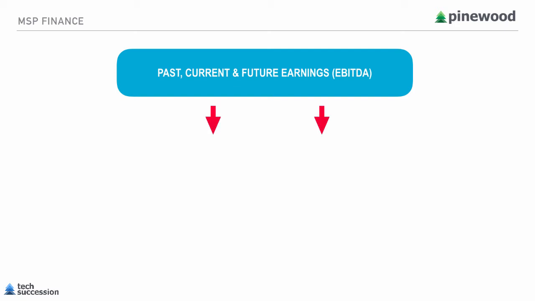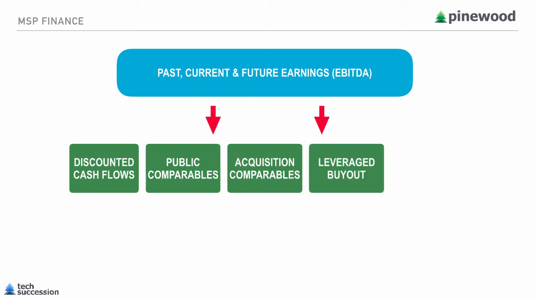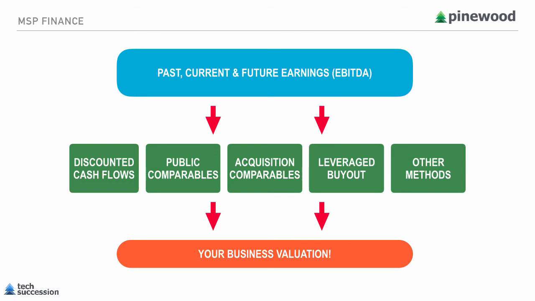And then once we arrive at that number, we'll plug it into a couple of different models, one being discounted cash flows, one being public comparables, one being acquisition comparables, or a leveraged buyout model. And there are several other methods that a potential buyer or an investment banker or broker may employ to arrive at a business valuation. And the goal of these different models are, again, to arrive at a range of valuations based on market conditions and based on just fundamental accounting. And that's how you arrive at your business valuation.